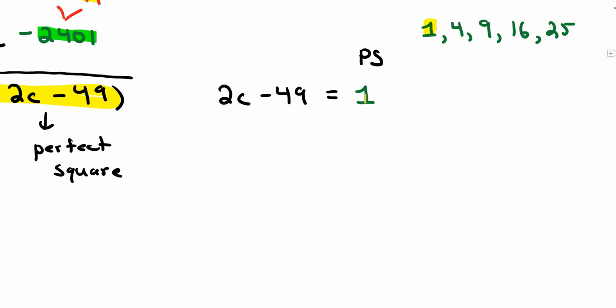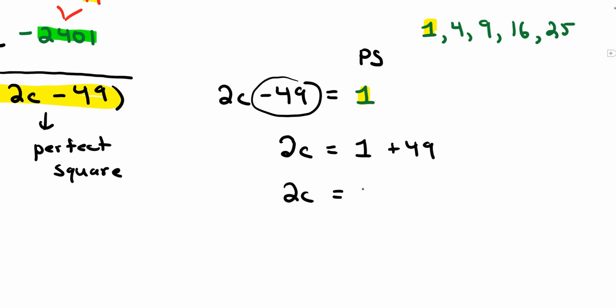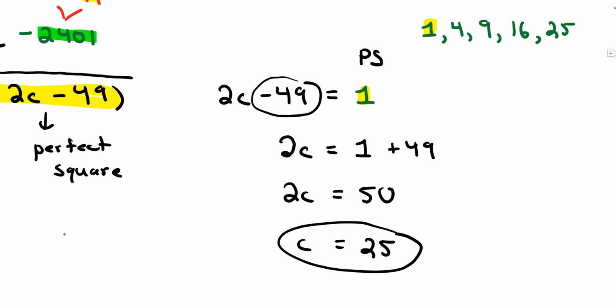So if I go ahead and test the 1, let's solve for the 2c now. I get 2c equals, and then the negative 49 I can bring over as 1 plus 49. 2c would now equal 50, and c would equal 25. So this is one answer that works: c equals 25.